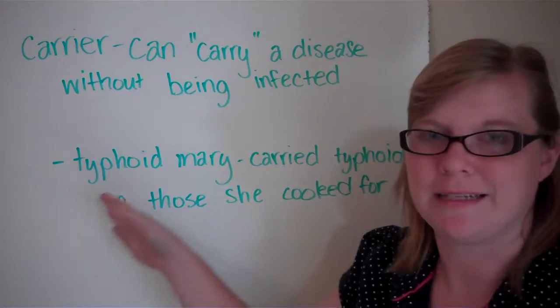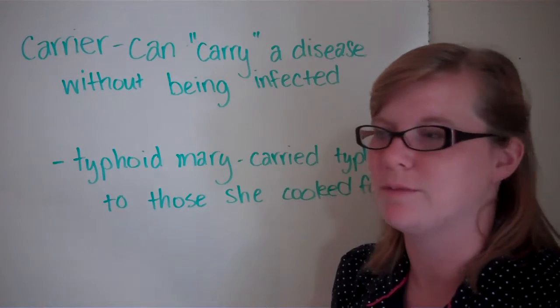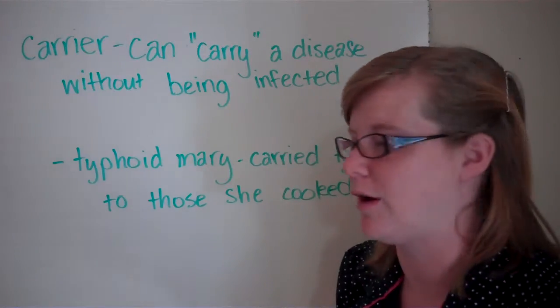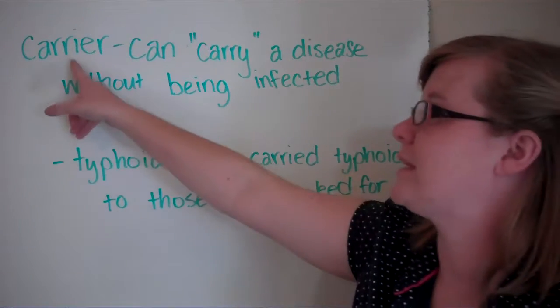So when we say someone's like a Typhoid Mary, it means that they're kind of the start of all of the problems, of all of the sickness, and they spread it around. So that's become a common phrase, but it's because she was a carrier.